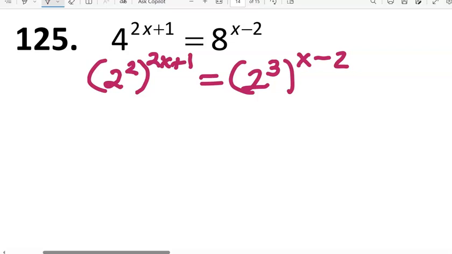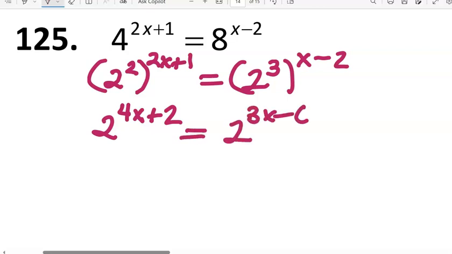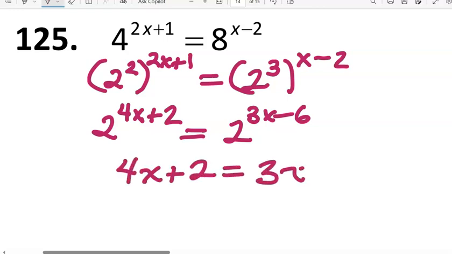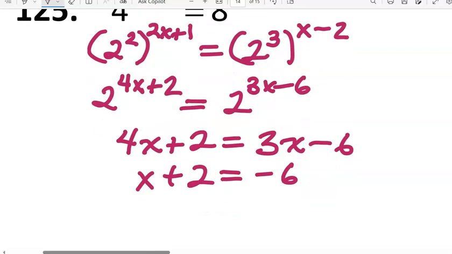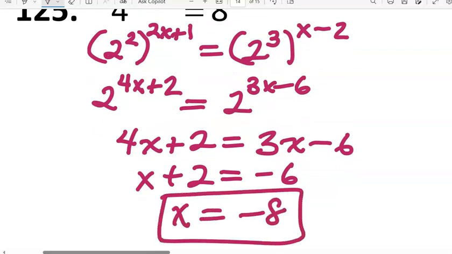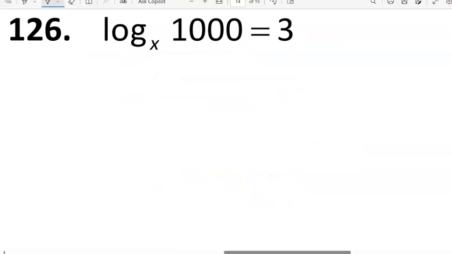And now when we raise a power to a power, we multiply exponents, so the new exponent is 4x plus 2, and on the right side the new exponent is 3x minus 6. Now that we have a common base, we can just equate the exponents, and subtracting 3x from both sides, and then subtracting 2 from both sides, we get x is equal to negative 8.